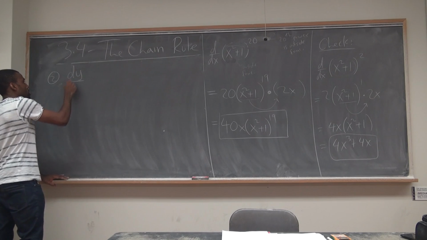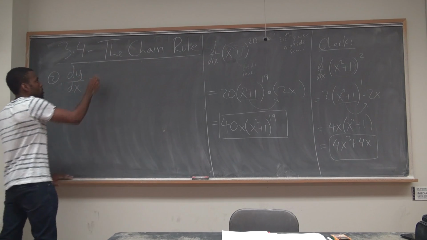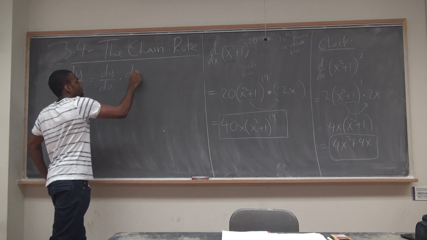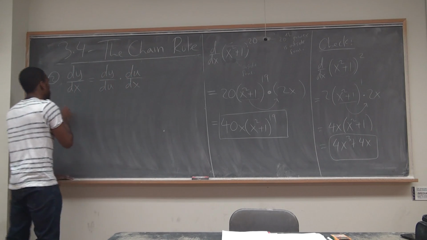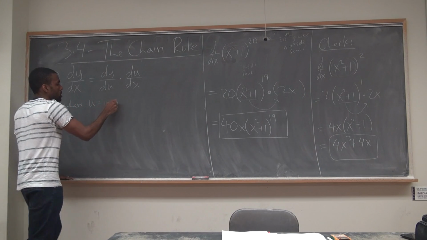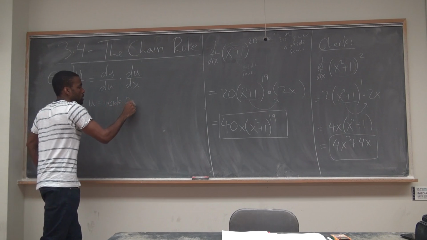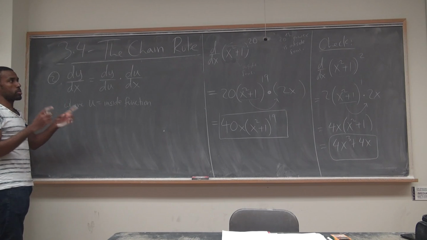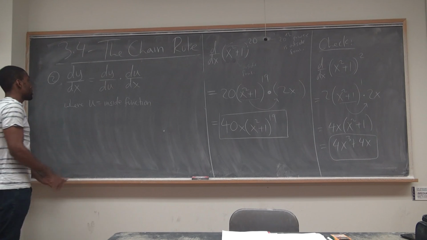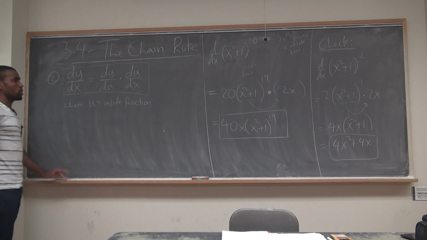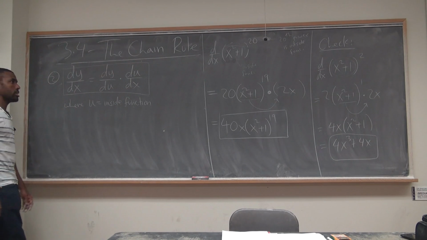Using the Leibniz notation, dy/dx is equal to dy/du times du/dx, where u is kind of your inside function. It's basically the same as the previous rule, except now I'm renaming variables. So we'll use this less often, but it's kind of the same thing.